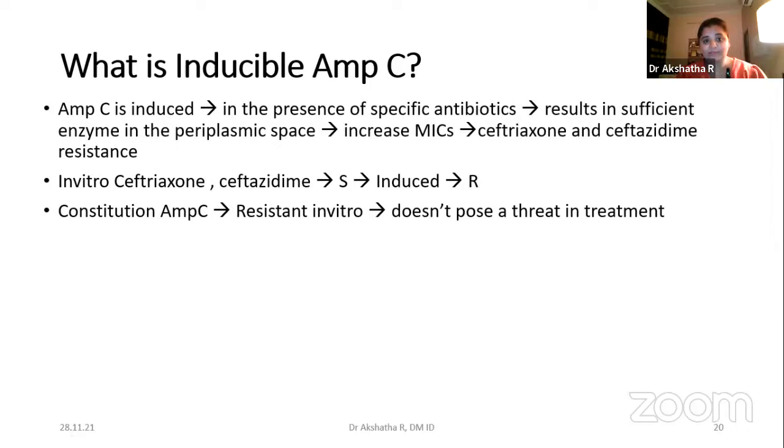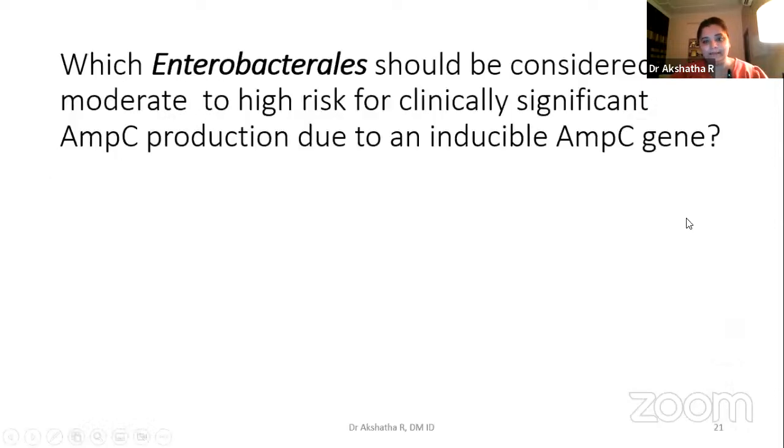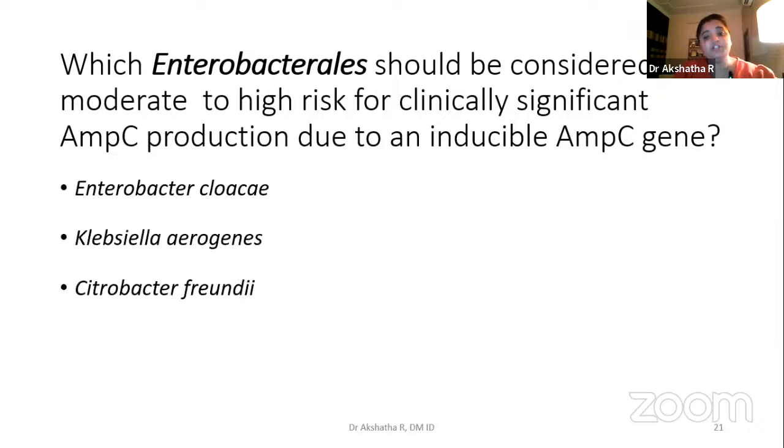Constitutionally, when the organism is producing AmpC, it will be resistant even in vitro, and hence it will not pose a treatment dilemma. So, which Enterobacterales should be considered to be at moderate to high risk of clinically significant AmpC production due to inducible AmpC? Your Enterobacter cloacae, Klebsiella aerogenes, which was previously Enterobacter aerogenes, and your Citrobacter freundii. So these are the three important organisms you need to consider.